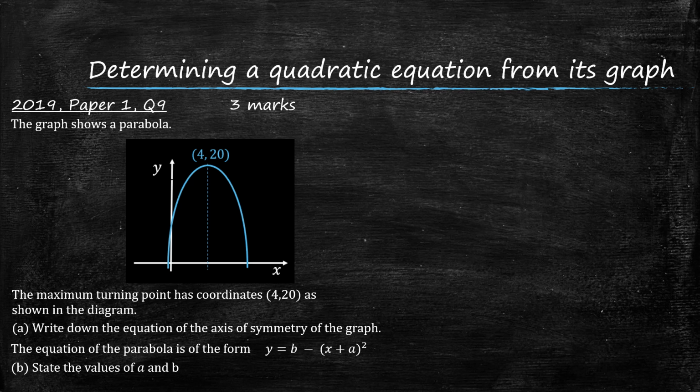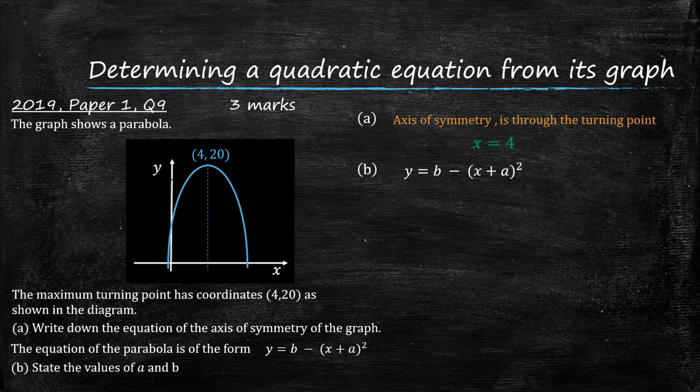Now the fact that we are given an equation in the form y equals b minus (x plus a) all squared tells us that we'll be using completed square form to answer parts of this question. Okay, let's write down the equation of the axis of symmetry of the graph. Now you should know that a parabola is symmetrical, and it's symmetrical about the line that passes through the turning point, the axis of symmetry. So the axis of symmetry is through the turning point. So x equals 4 is the equation of the axis of symmetry of this graph.